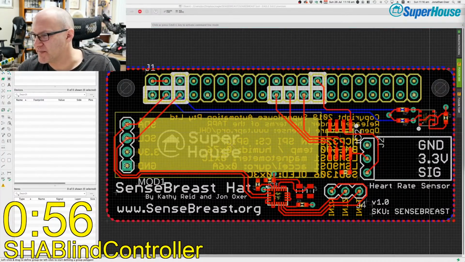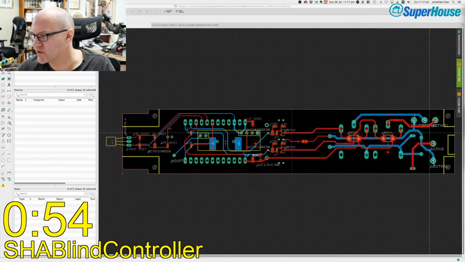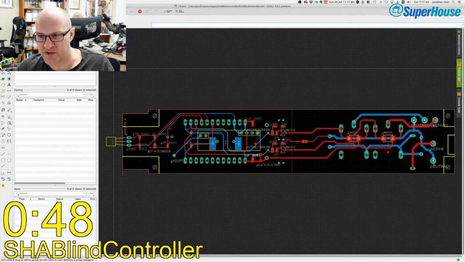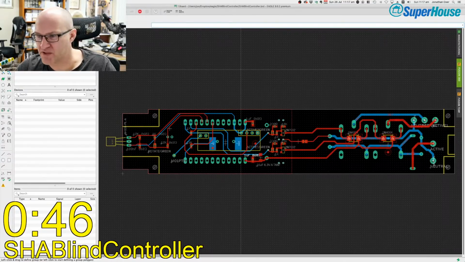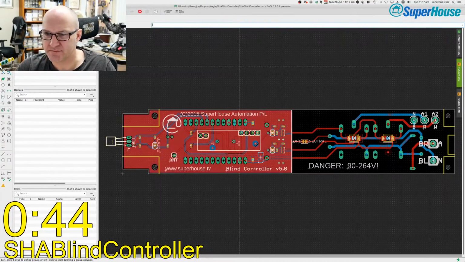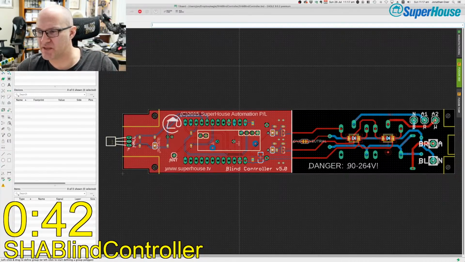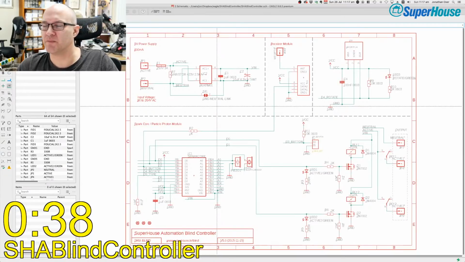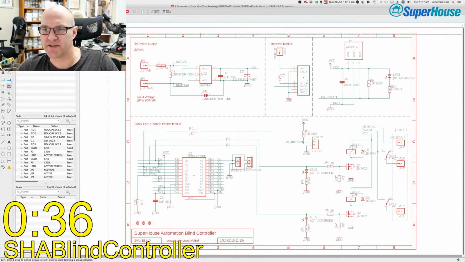Sharp line controller. So this is the SuperHouse blind controller. I've never actually shown this because I did this as a commercial project many years ago, but the client I did it for is no longer doing this job, so I can show it. This is a very long skinny PCB that goes inside the rod of a blind, and it controls a motor.